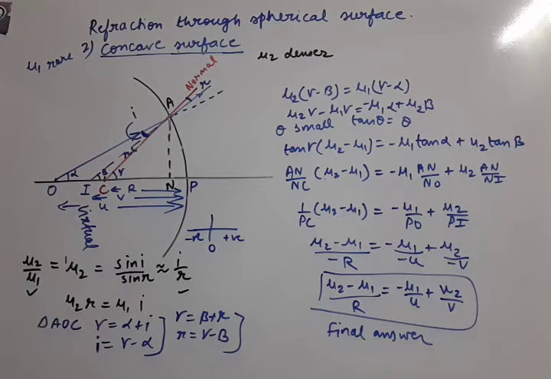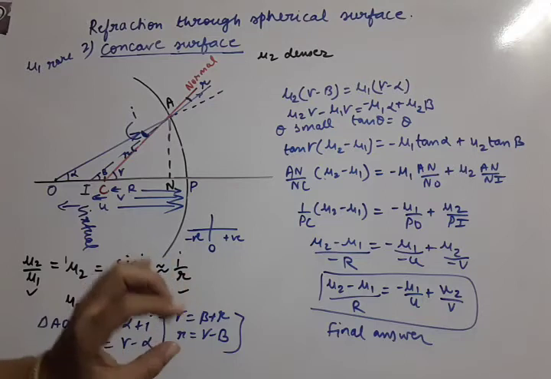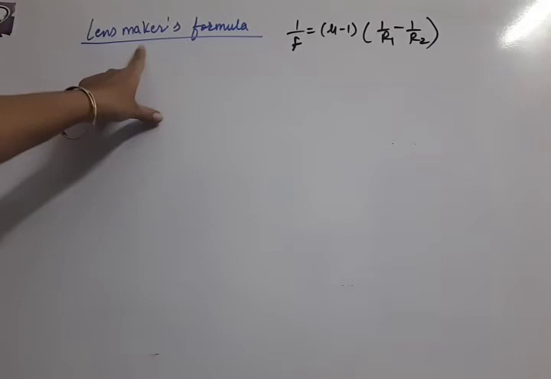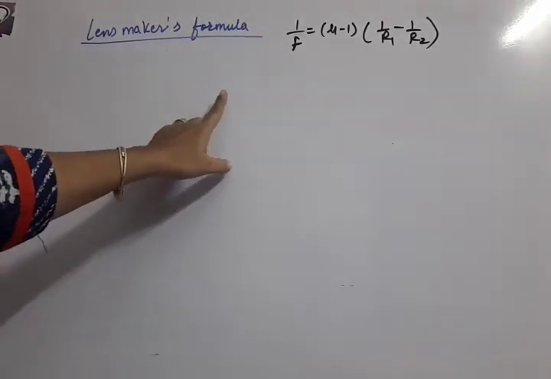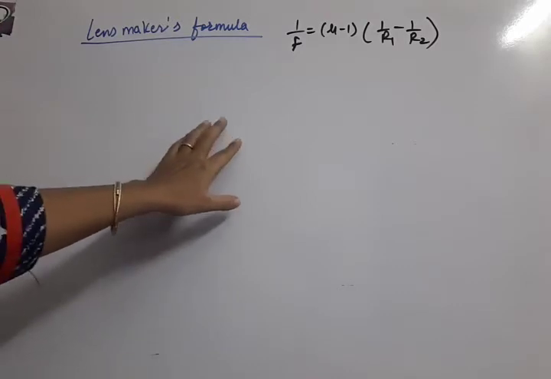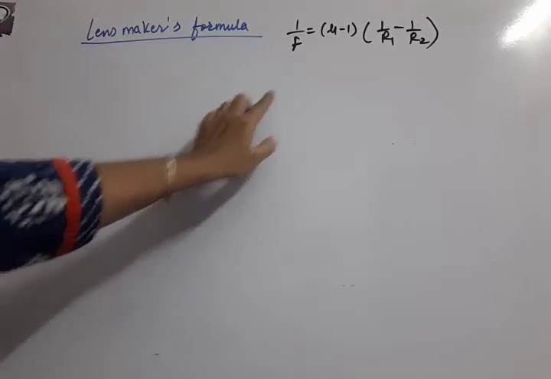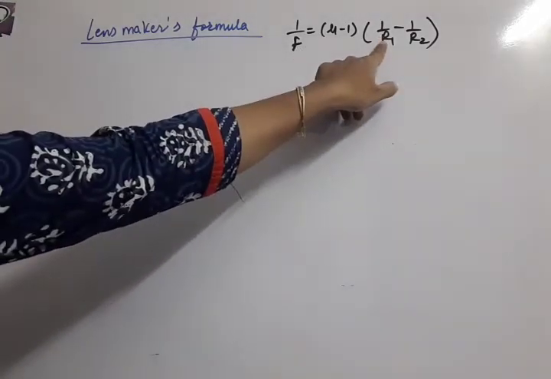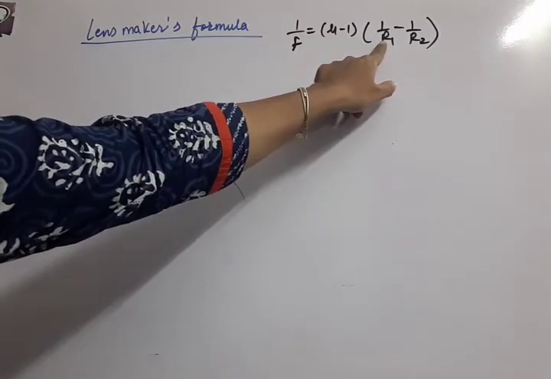Now we are going to solve the Lensmaker's formula using the conclusions of convex and concave surfaces. Note down this derivation. Students, Lensmaker's formula is a very important formula which helps us to decide the R1 and R2 values for a given focal length lens. So once the focal length is given to us, then we can decide how much cut should be given to the lens. That means R1 and R2 should be what?